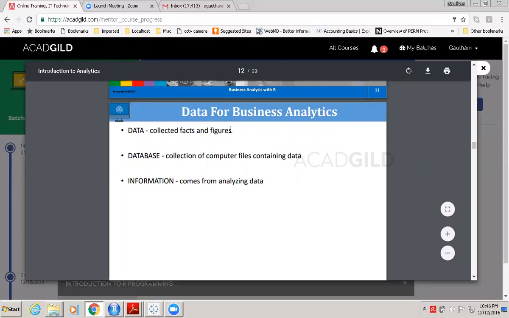This is another thing that we have already discussed. Data is about collecting facts and figures. Database is a collection of computer files containing data. Information comes from analyzing the data. So we have gone through these aspects, correct? Yes, sir.